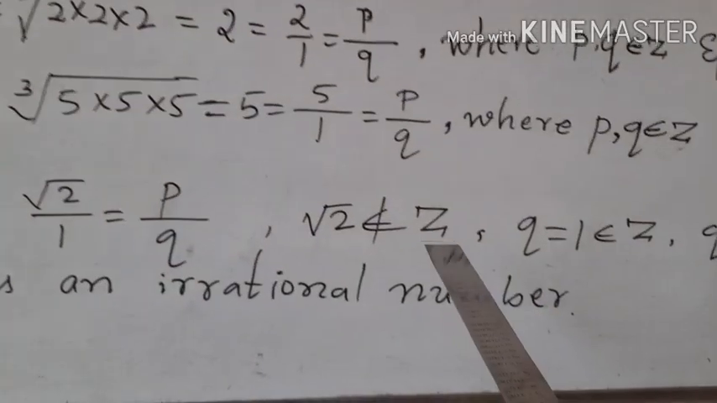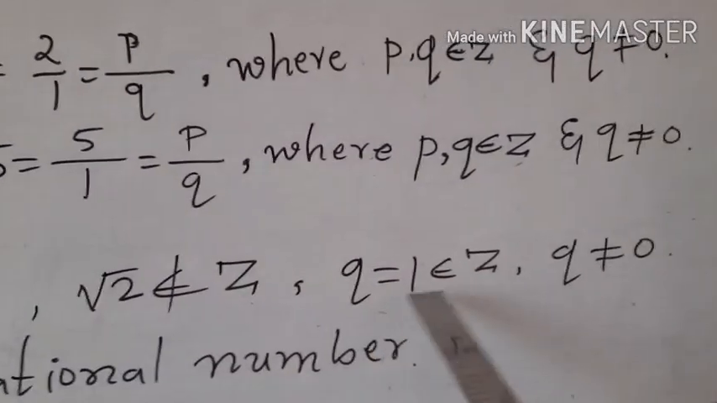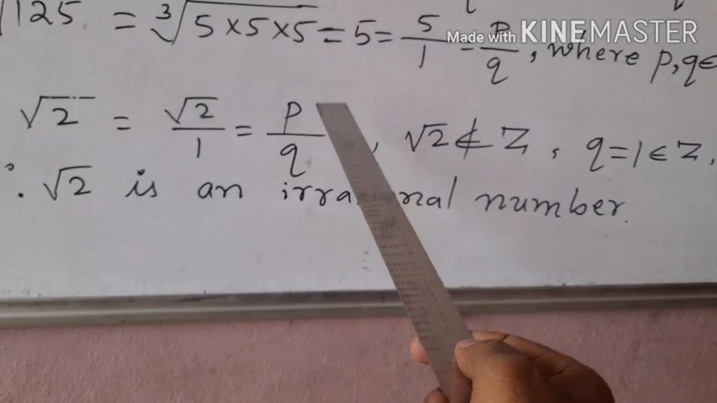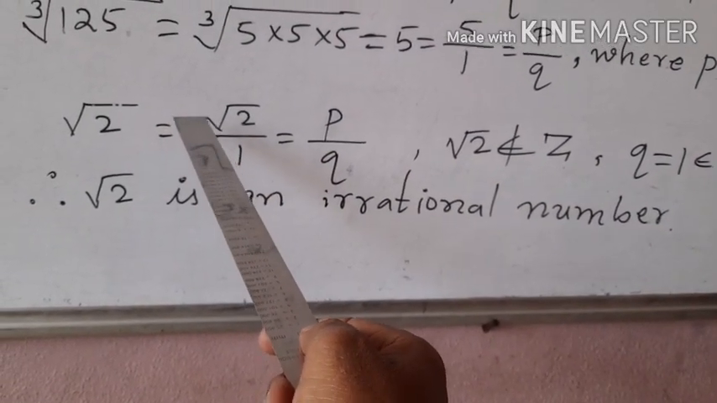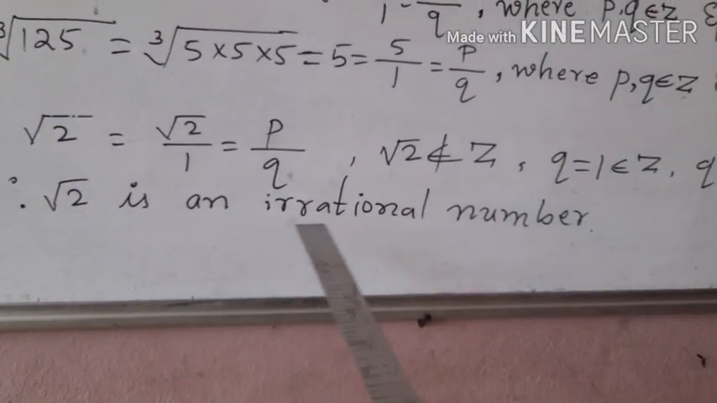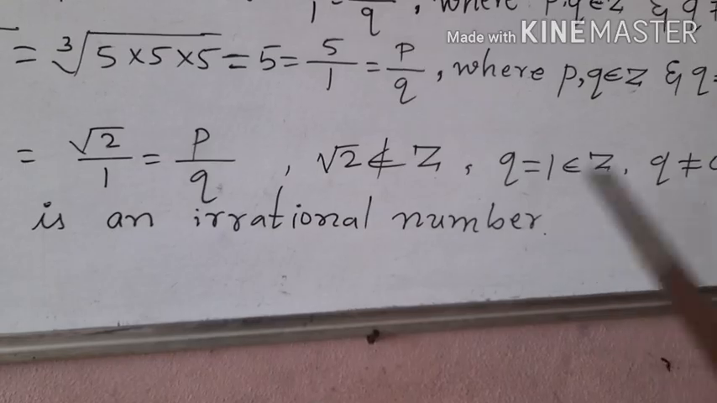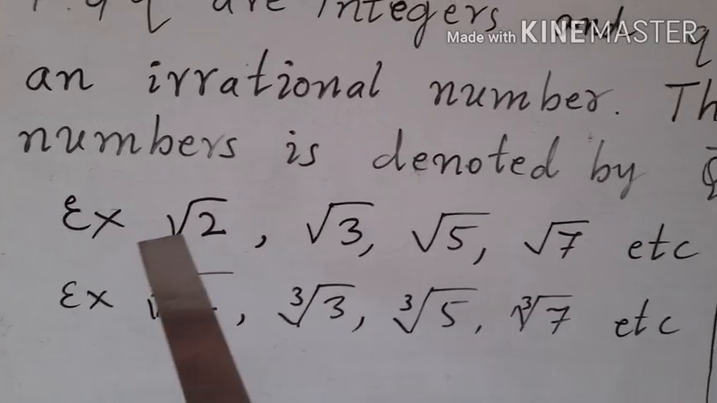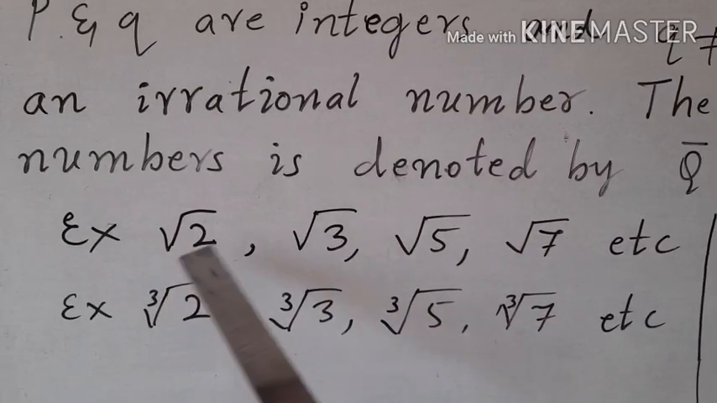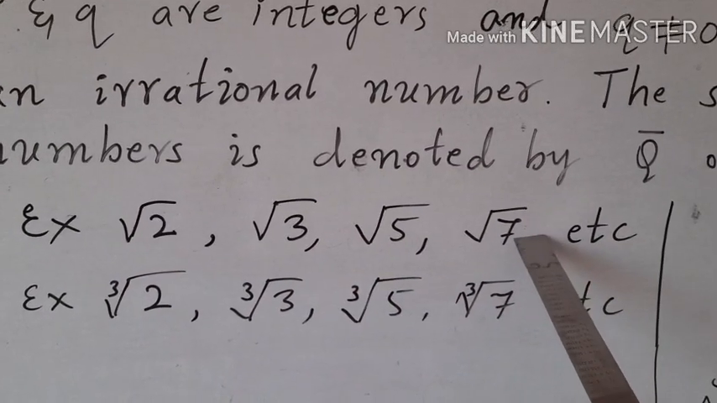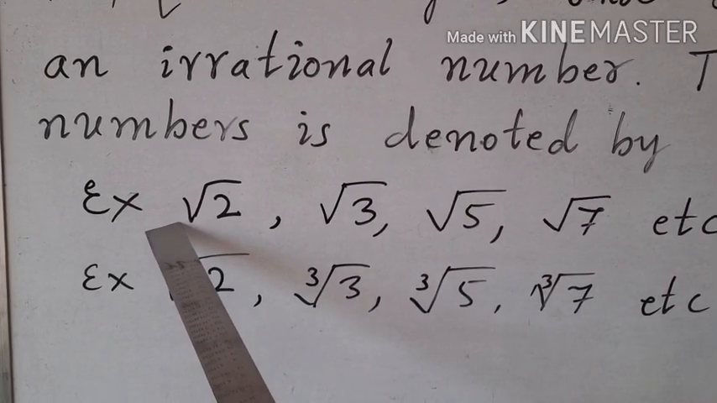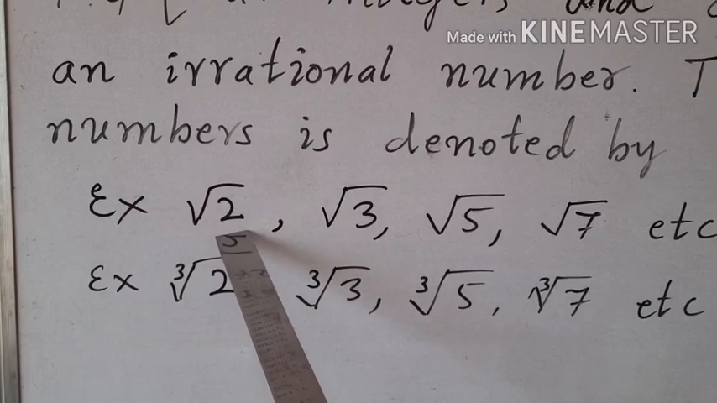Therefore, children, root 2 does not belong to Z, and q is equal to 1 belongs to Z and q is not equal to 0. But p is not an integer here. That is, square root of 2 is not an integer. Therefore, square root of 2 is an irrational number. Okay. According to the third condition, look at the first set of irrational number examples here. I have given 4 examples for irrational numbers. Here, square root of 2. Okay. Here 2 is a prime number.